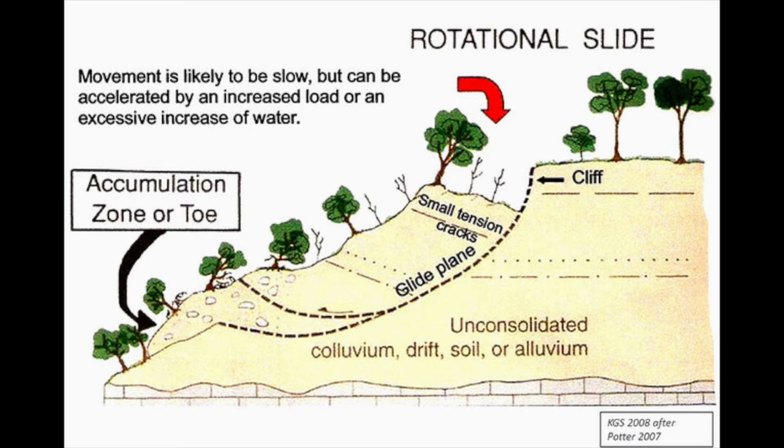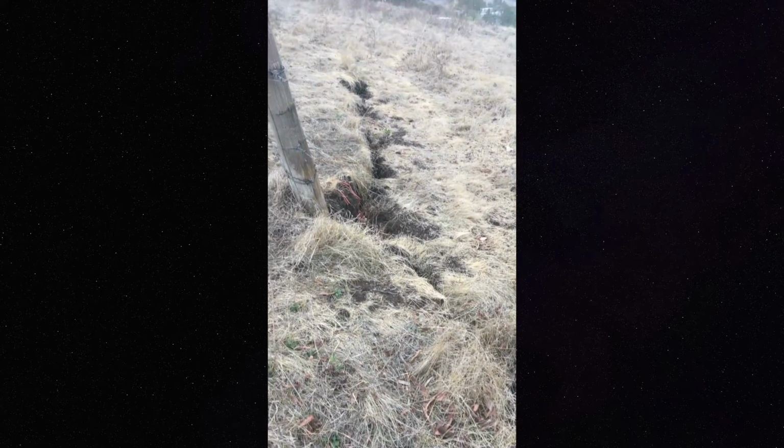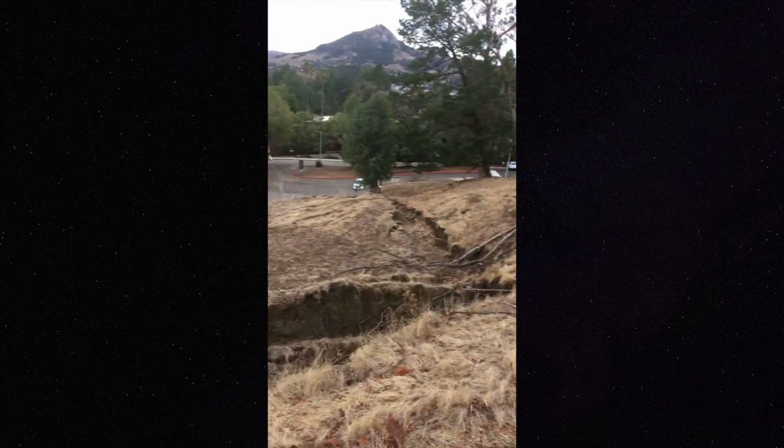This event was a slide, more specifically a rotational slump. It was moving at moderate speed of about 1.5 meters per day. As the slide was occurring, Cal Poly officials removed some of the trees threatening the building and sediment in an attempt to keep the building open.